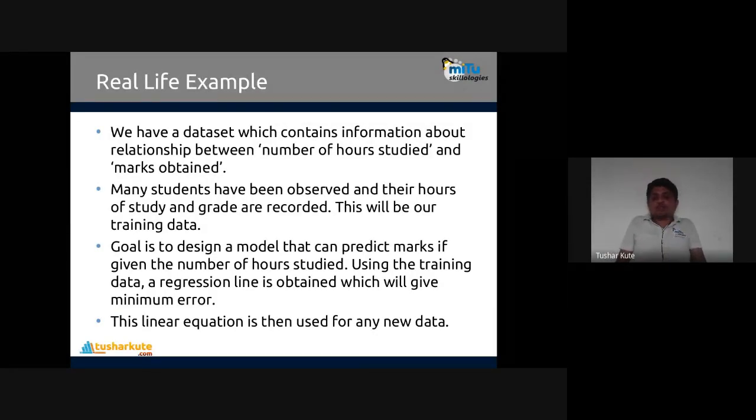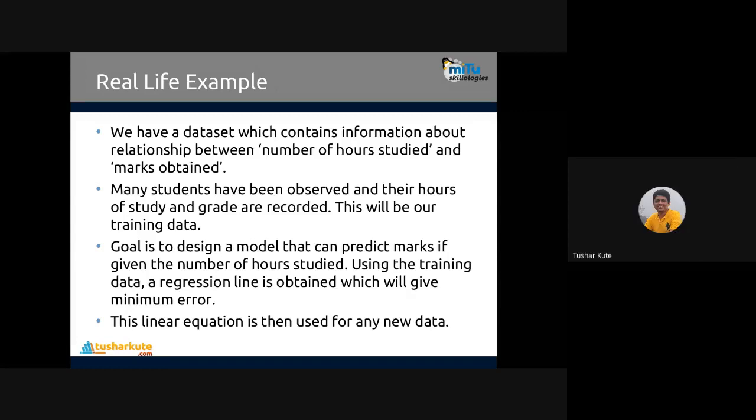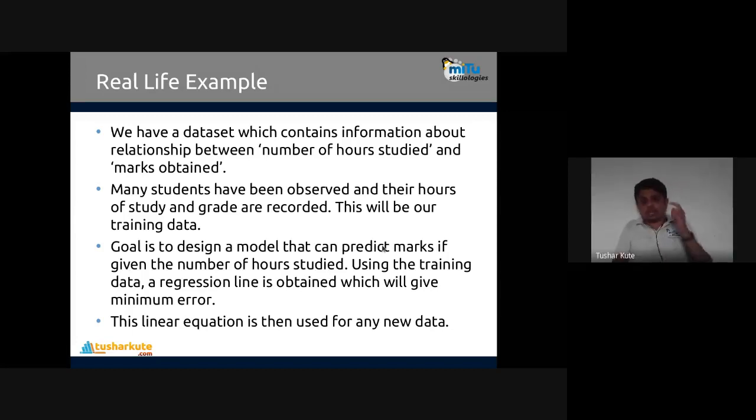We have a data set which contains information about the relationship between number of hours studied and marks obtained. Correct? What do you think? And one more thing is there, your intelligence score can also be there. So if you are studying more, you will get more marks. Linear relationship. So many students have been observed, and their hours of study and grades are recorded. So this will be our training data. The goal is to design a model that can predict the marks if number of hours are given as input. Using the training data, a regression line is obtained which will give a minimum error. Okay, this is the example.